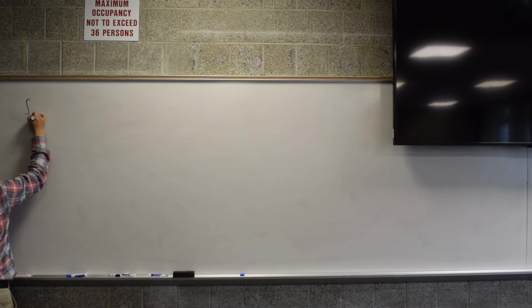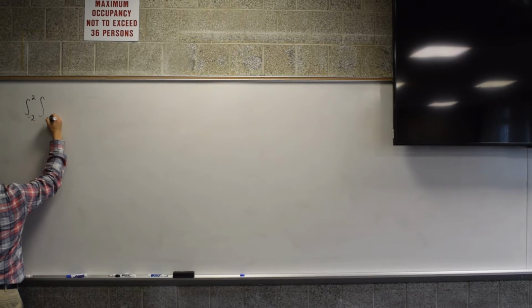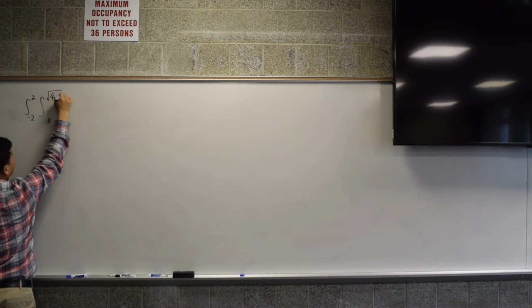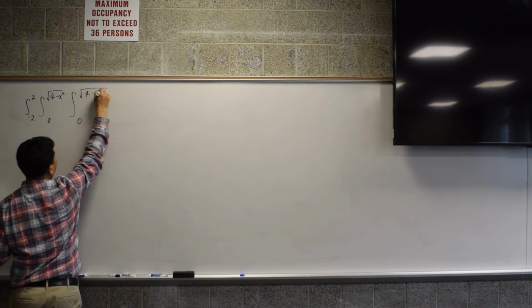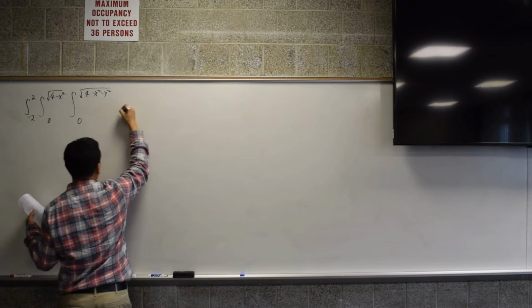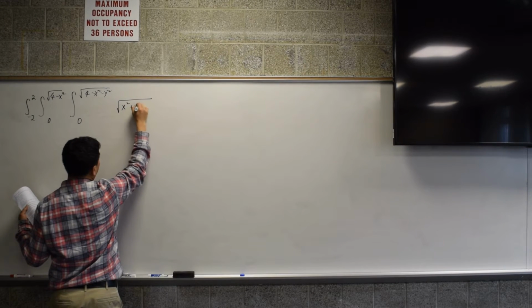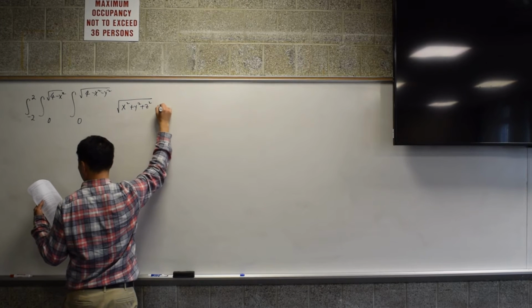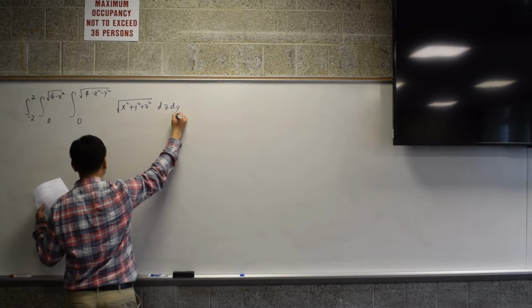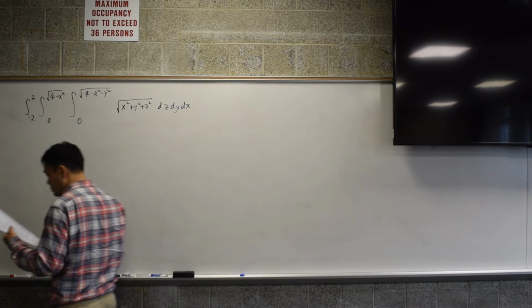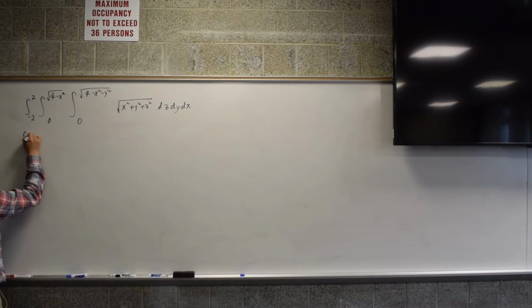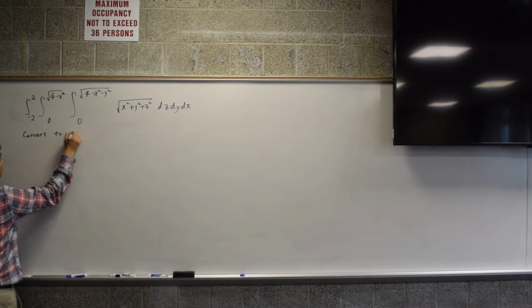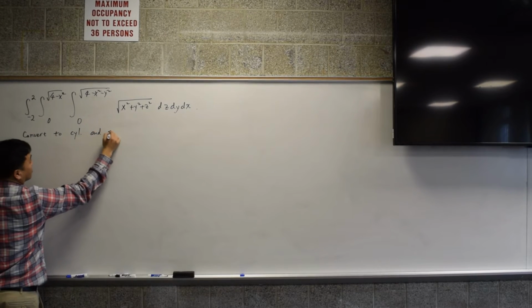Suppose you're given the triple integral from negative 2 to 2, 0 to square root of 4 minus x squared, 0 to square root of 4 minus x squared minus y squared, of the square root of x squared plus y squared plus z squared, dz dy dx. The question is to convert this into cylindrical and spherical.